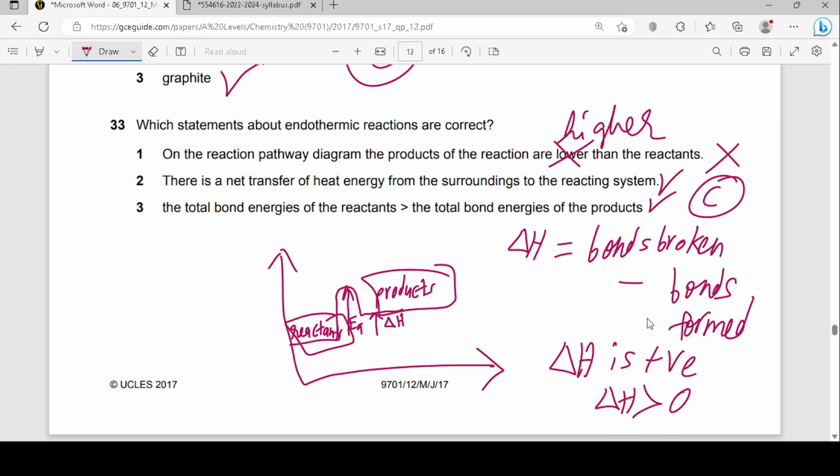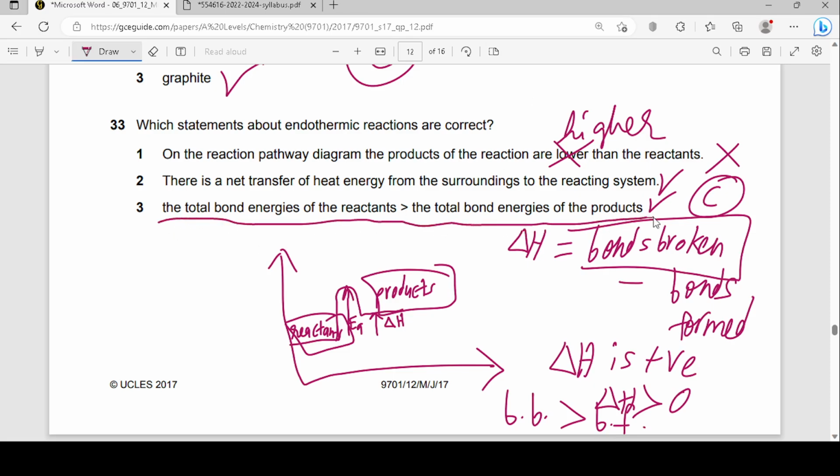If delta H is greater than 0, that means bonds broken is greater than bonds formed. The total bond enthalpy of the bonds broken is greater than the total bond enthalpy of the bonds formed. So the total bond energies of the reactants is greater than the total bond energies of the products. The bonds broken are in the reactants, and the bonds are formed in the products. So bonds broken are greater than bonds formed, because delta H is a positive value. So 3 is also a right statement for that reason.